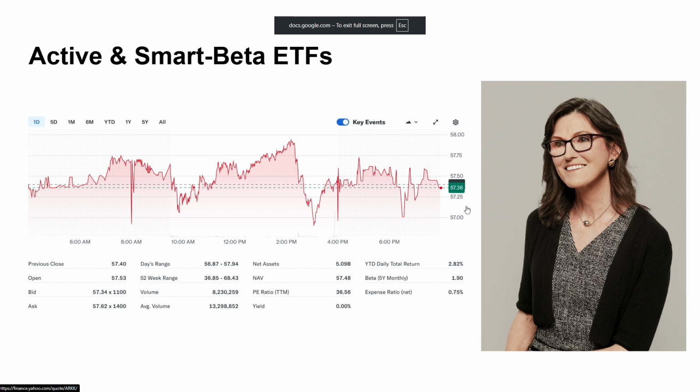Okay, so active and smart beta ETFs. Most ETFs are passive. They just track an index, but some are actively managed. That means a human manager picks the stocks in the fund. In this example right here, we have ARKK. It's an actively managed ETF led by this woman right here, Cathie Wood. It's called ARKK, but we're just going to call it ARK. ARK focuses on innovative and disruptive companies in areas like artificial intelligence, genomics, fintech, and robotics. For instance, think Tesla, Roku, and CRISPR.